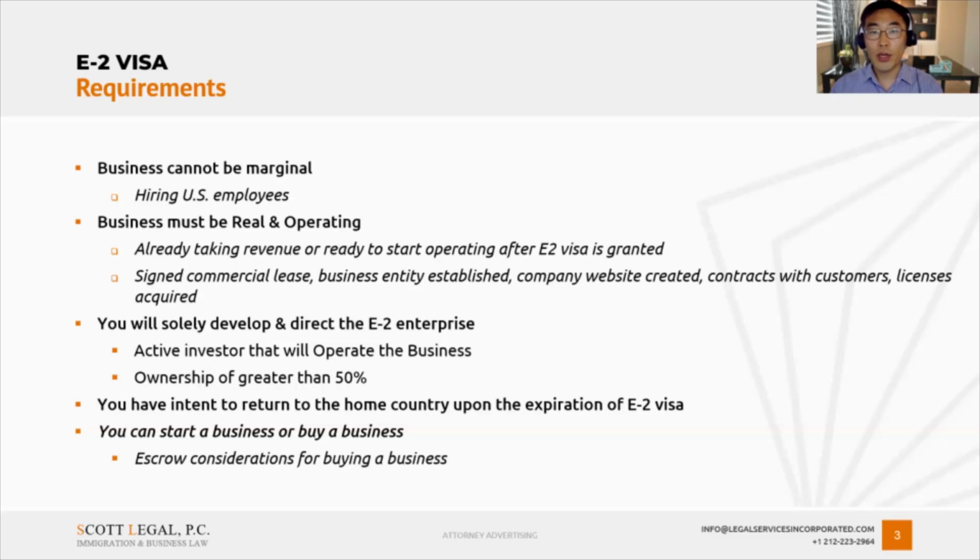Business must be real and operating. What it means is that when you submit your E-2 visa application, your business must be already fully ready to operate, or already up and running with hired US workers. To prove this element is satisfied, you will usually need to sign the commercial lease agreement, the corporation registration document with the state government, a printout from the company website, maybe contracts with potential customers, and licenses if needed. Those will all prove that your company is fully ready to operate.